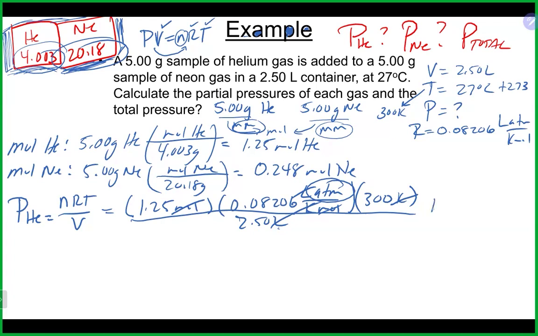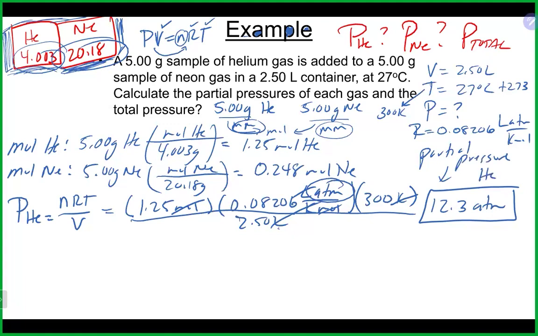We'll call it 12.3 atmospheres, which is known as the partial pressure of helium in this particular case. Question on that there?